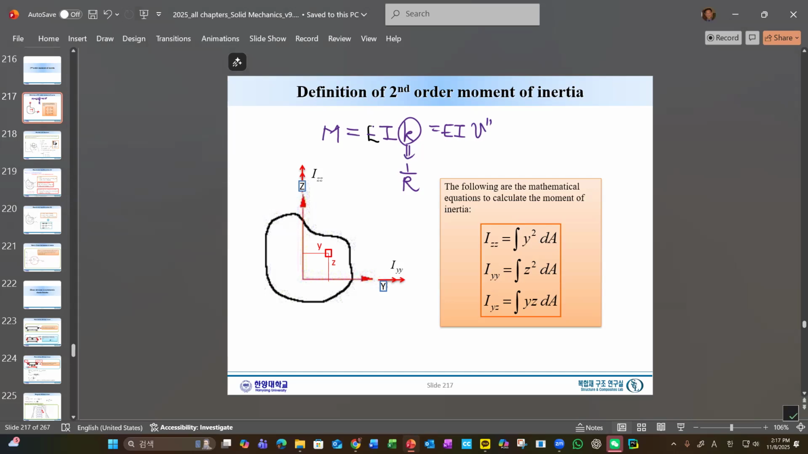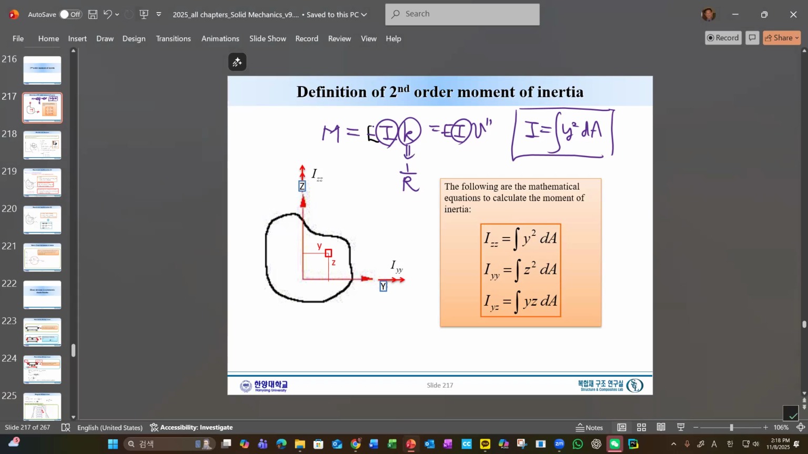But as you can see, we have an I here. We'd like to remind ourselves that the definition of I is the integral of y squared dA. That is the definition of I, the moment of inertia. So we need to separately discuss this issue. And here, y squared means the distance.